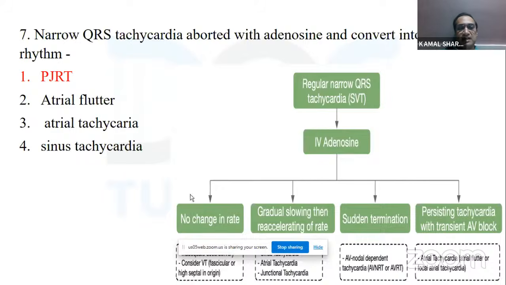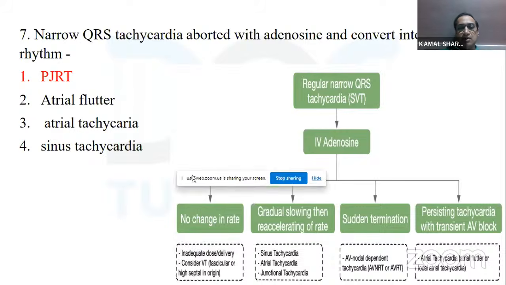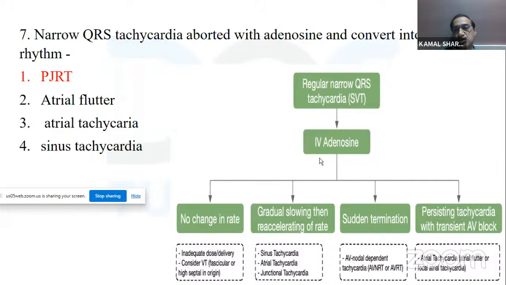Atrial flutter, atrial tachycardia, and sinus tachycardia would slow down, but they will not disappear, as you know, with the adenosine infusion. So when you give IV adenosine, no change in rate, you know it's either VT or it's inadequate dose. Gradual slowing and re-acceleration happens in atrial tachycardia, junctional tachycardias, or sinus tachycardia. Termination is a feature of AVRT, AVNRT. Persistent tachycardia with transient AV block is atrial tachycardia. Only in a PJRT, you would have a conversion to sinus rhythm, and that's why the correct option was PJRT if the other three options were the ones that I've included here.